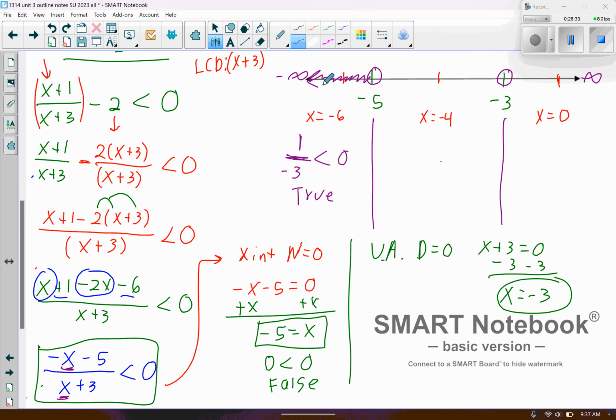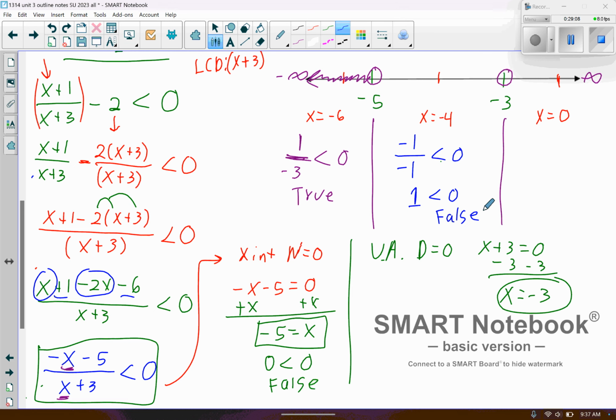Now let's try -4. -4 becomes +4, and +4 take away 5 would leave me with a -1 in the numerator. Then -4 plus 3 would be -1. Is that less than 0? Well, double negatives turn positive, and +1 is not less than 0. That would be false, so we're not going to shade that part of it.